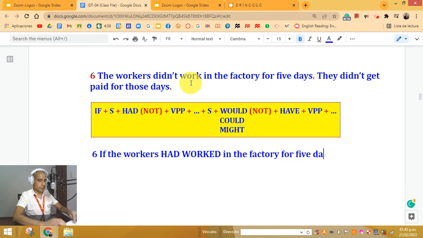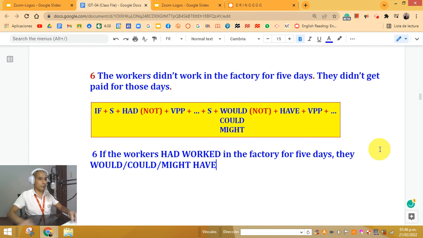for 5 days. Okay, comma, the subject is they. Now, if you see here it says didn't, it's in the negative form. I have to change it into the affirmative form. The three options are would, remember, the other one is could, and the last one would be might, plus have, and the verb in the past participle. In this case, the verb is get, the past participle would be got, and then I copy the rest of the information.